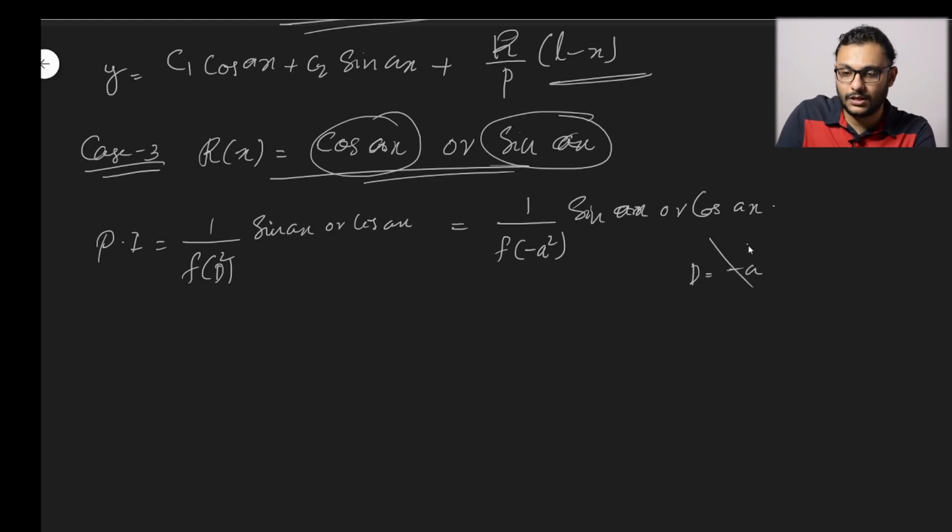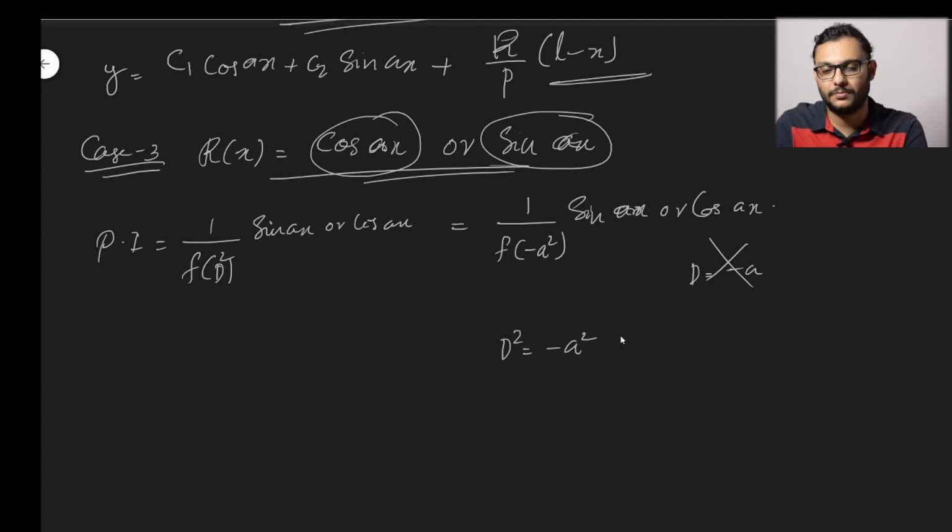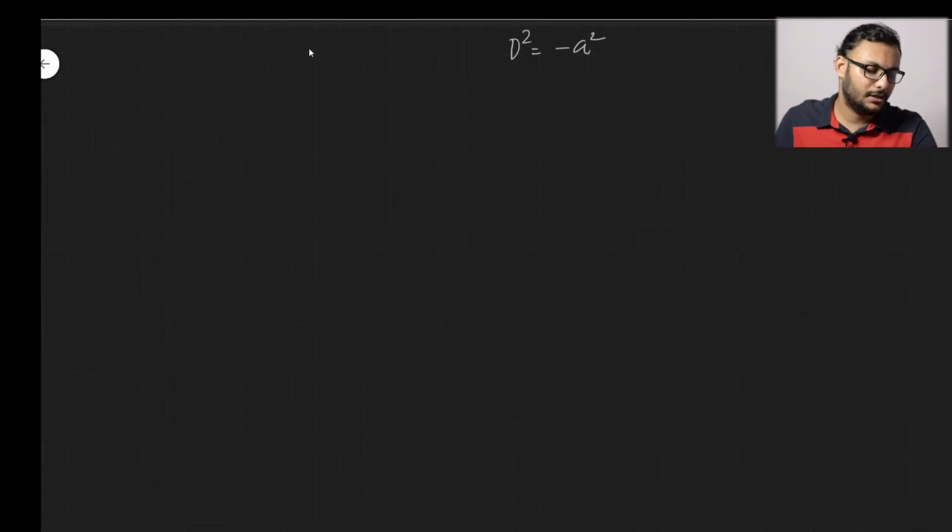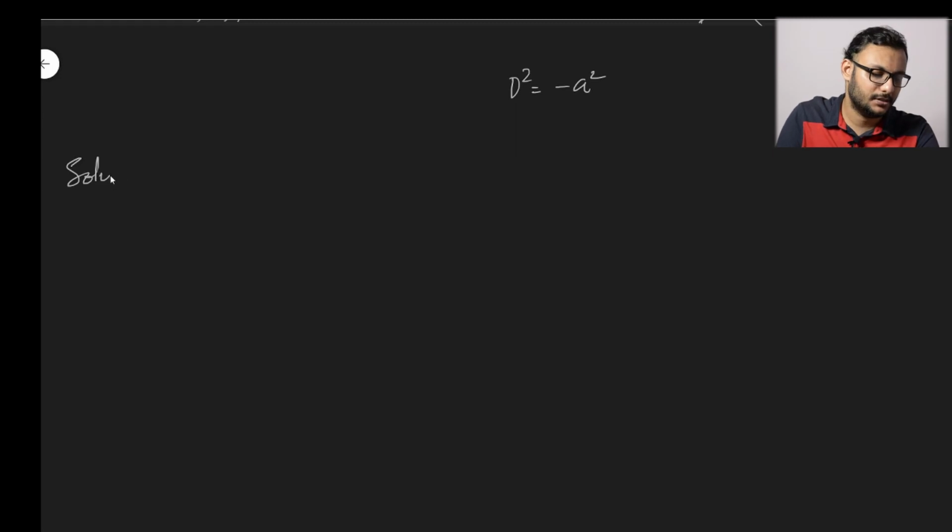We are substituting d square is equal to minus a square, not minus a the whole square. You will get an idea when we do a problem. We can do a problem right now. I think that's the best way. So solve the equation: (d square plus 4) operating on y is equal to cos 2x.